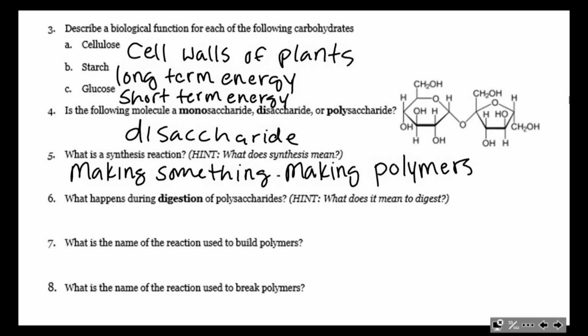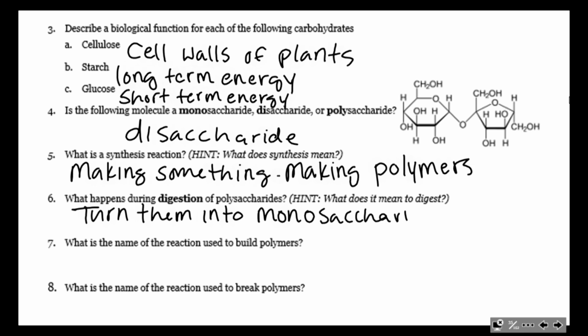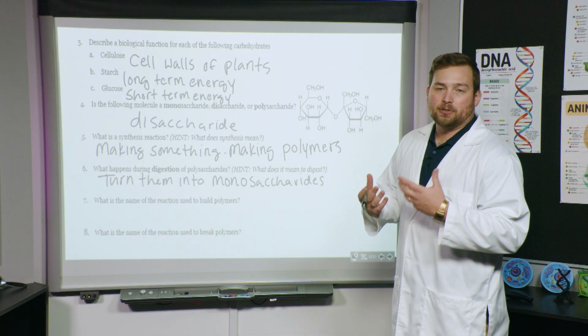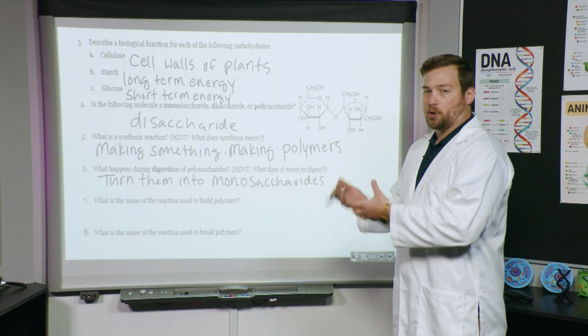So what happens during digestion of polysaccharides? Well, we turn them into monosaccharides. The polysaccharides are long-term energy, but your body mostly wants monosaccharides to burn them off.